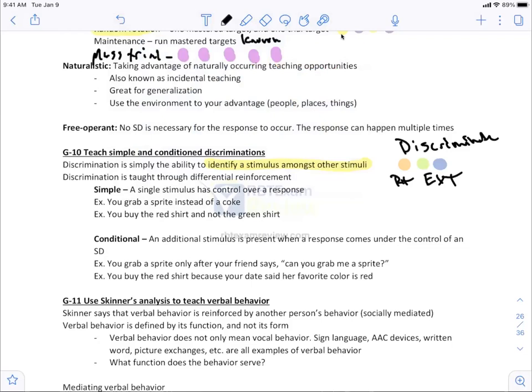Conditional. An additional stimulus is present when a response comes under the control of an SD. For example, you grab a Sprite only after your friend says, "Can you grab me a Sprite?" The only reason you're discriminating is on the condition of grabbing your friend a Sprite over a Coke. You buy the red shirt because your date said her favorite color is red. Normally, you might not discriminate. Okay, you might just pick any shirt, but your date said, I love the color red. So when you go to the store, you're now discriminating. That discrimination was conditional on the fact that your date said her favorite color is red.